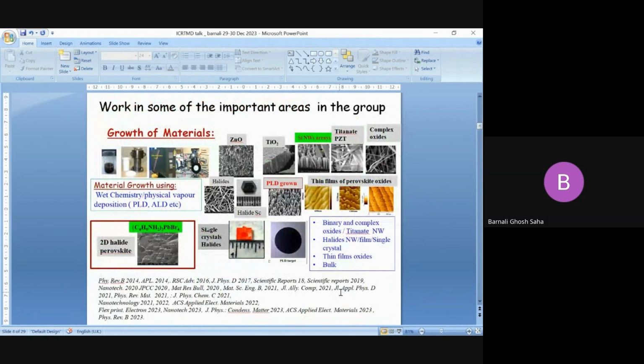My group is working on the growth of some materials, either by wet chemistry or physical vapor deposition, by pulsed laser deposition or atomic layer deposition. We are doing some binary oxides, titanates and complex oxide nanowires. We are growing halide nanowires and halide single crystals also. And we are growing thin films of perovskite oxides by PLD or ALD technique. So this is the library of materials our group is working on.